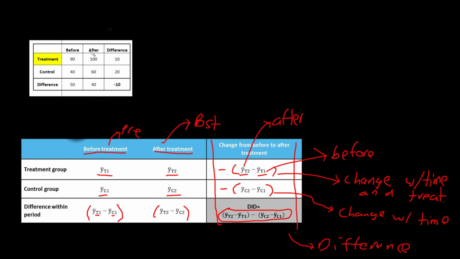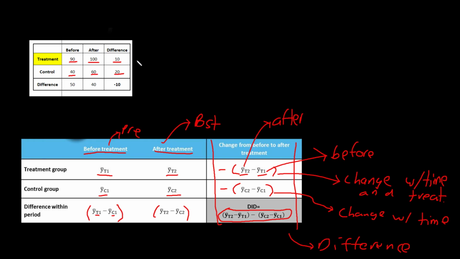So here, let's look at the treatment group first. Before treatment, we have a 90 outcome variable. After treatment, we have 100. So the difference in time for the treatment group, the difference in time and treatment, is 10. So after treatment, they've gained 10. All right? Let's look at the control group now. It's gone from 40 to 60. The difference is 20. So the control group during this time has gained 20.